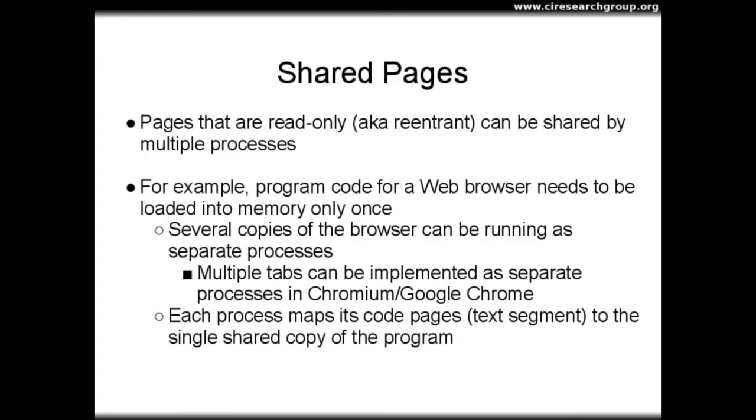Several copies of the browser can be run as several different processes, sharing the program code and thus saving memory. The open source Chromium browser and its Google Chrome derivative allow each tab to run in a separate process. Shared memory pages allow the code for the browser, any extensions, and any plugins to be loaded only once, saving memory.